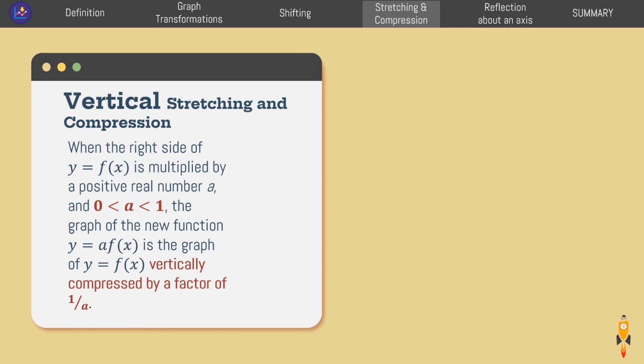When the right side of y = f(x) is multiplied by a positive real number a, and a is greater than 0 and less than 1, the graph of the new function is the graph of y = f(x) vertically compressed by a factor of 1/a.